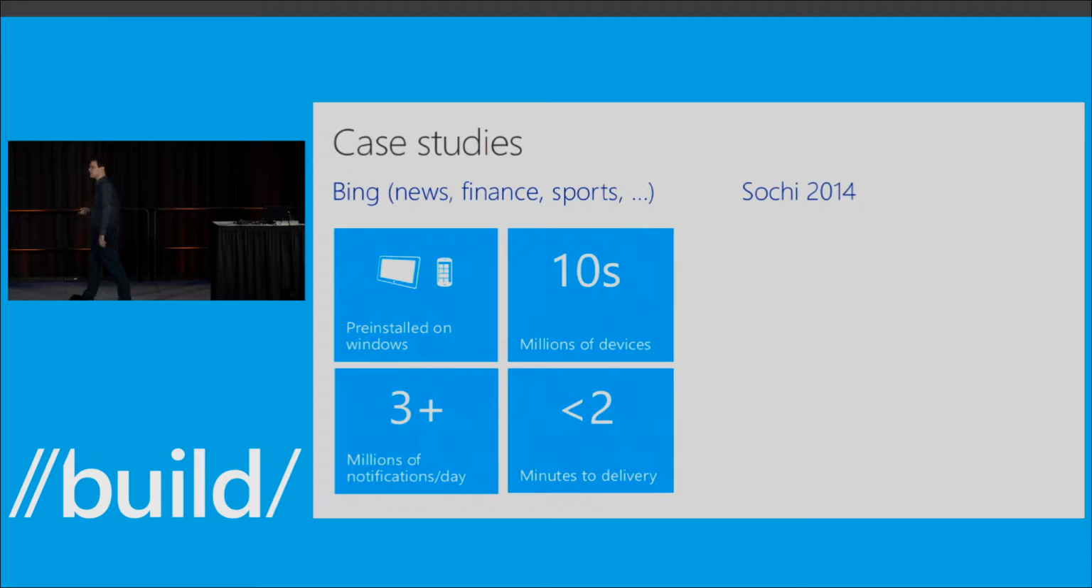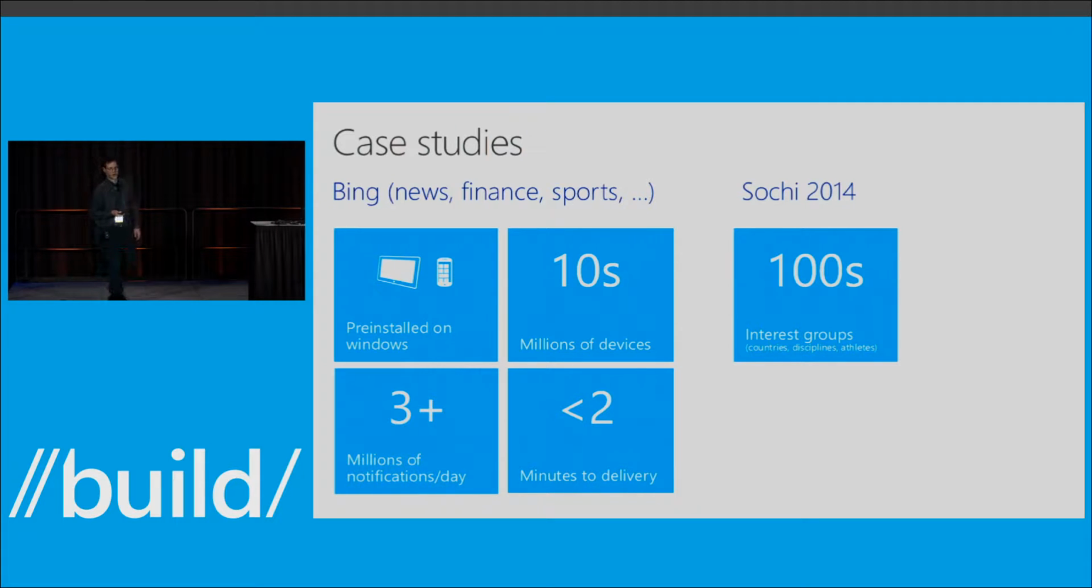We also powered the Winter Olympics results app on Windows Phone, iOS, and Android. There were hundreds of interest groups. So in here, the capability of being able to send notifications to interest groups was really of paramount importance. The interest groups were countries, disciplines, athletes. You could subscribe to a specific game. And the notifications were routed to only the devices that were interested in that specific notification.